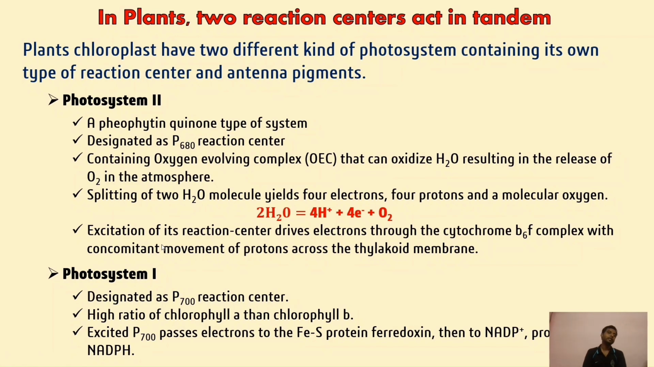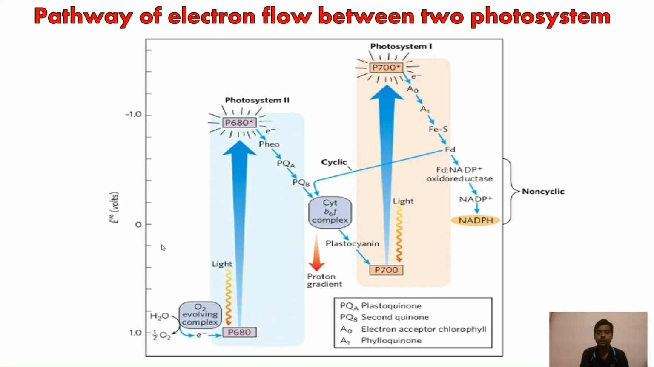From PS II, that is Photosystem II, the electrons are transferred to Photosystem I, resulting in excited Photosystem I passing electrons to the Fe-S protein, that is ferredoxin, and then producing NADPH. So this is the overall pathway of electron flow between the two photosystems. This is Photosystem II and this is Photosystem I.